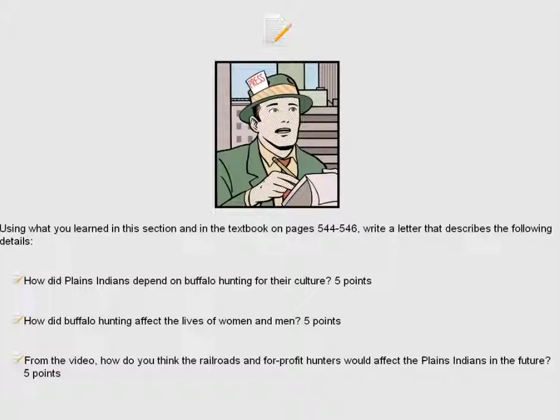Now, in your letter, you are to take the position of a person that has been sent by the railroad companies to study the Plains Indians. Your letter should contain any observations you have made about the people and about their way of life, but focus specifically on the effect of buffalo hunting and how railroads and for-profit hunters would affect Plains Indians in the future. And this will be worth a total of 15 points.